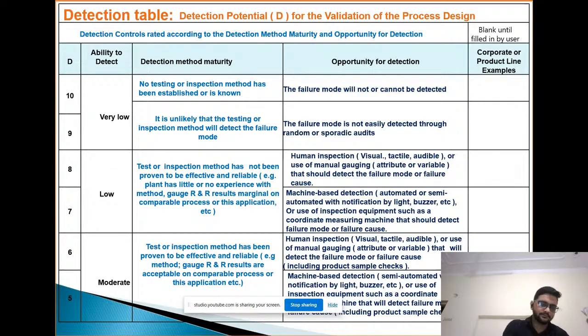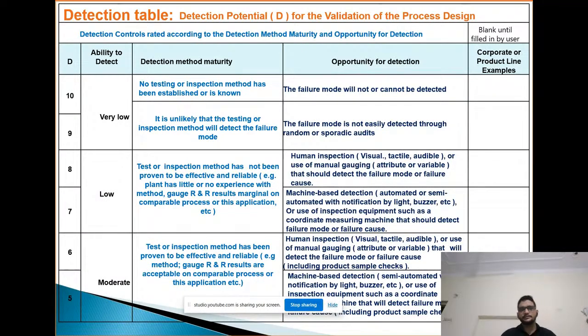Now, in case of rating 9 and 10, the ability to detect is very high. In case of rating 10, detection method maturity is that no testing or inspection method has been established or is known. In case of 10, for opportunity for detection, the failure mode will not or cannot be detected, meaning no detection. Now, in case of rating 9, it is unlikely that the testing or inspection method will detect the failure mode, meaning the failure mode is not easily detected through random or sporadic audits.